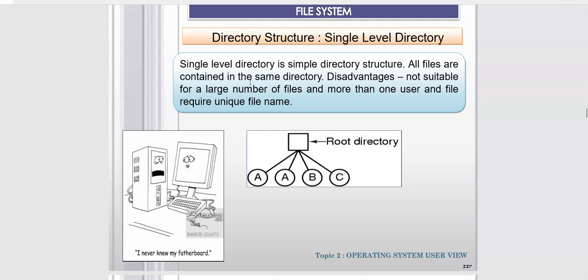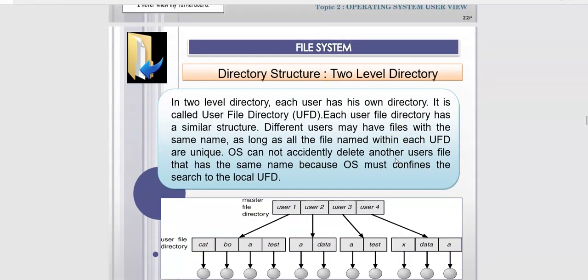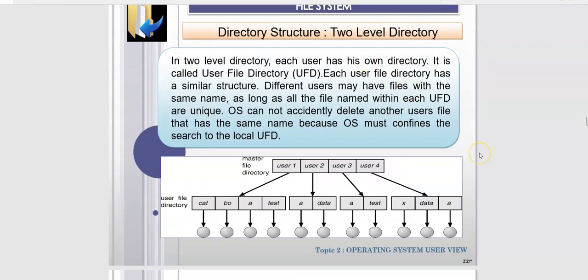Okay, so it's not a good solution, right? Betul tak? Alright, and then we have two level directory, whereby each user has his own directory. It is called user file directory, UFD. Each user file directory has a similar structure.